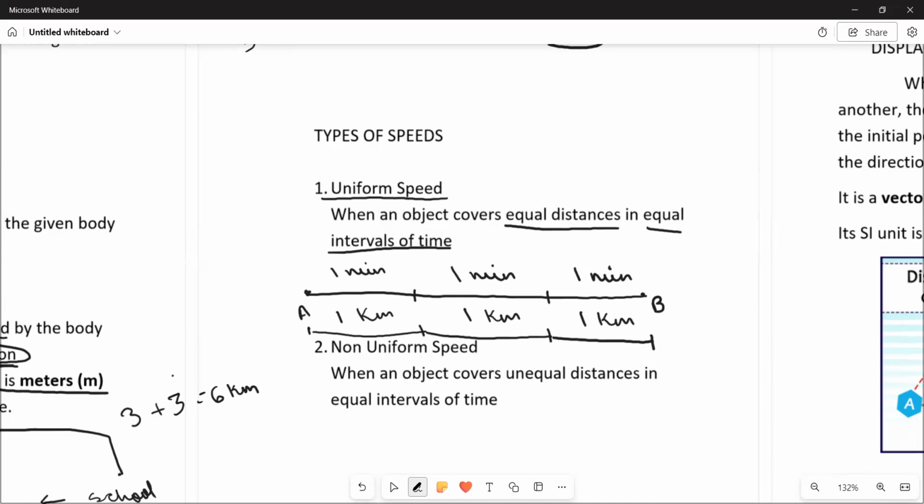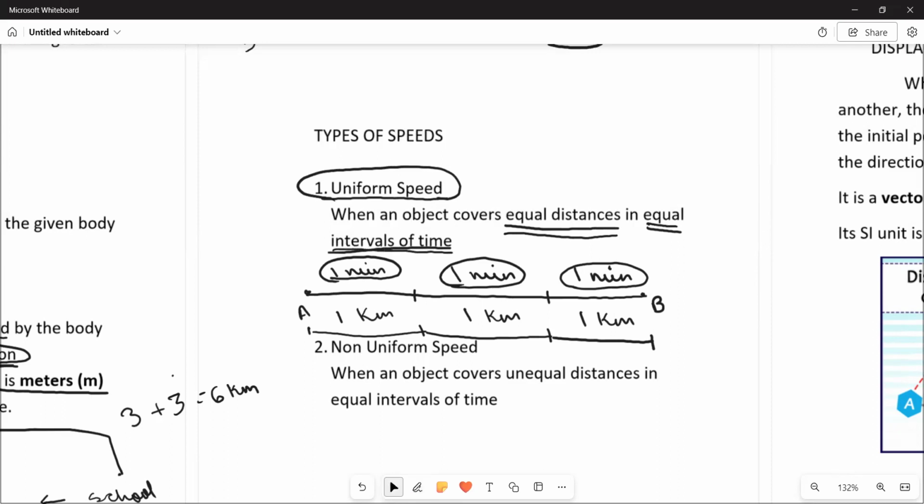So we have broken down our total journey into three different parts, and these three parts are equal, and the time taken to cover these distances is also the same. It is 1 minute, 1 minute, and again 1 minute. So whenever we see such a type of motion in which equal distances are traveled in equal intervals of time, we call such a type of speed uniform speed, where an object covers equal distances in equal intervals of time.